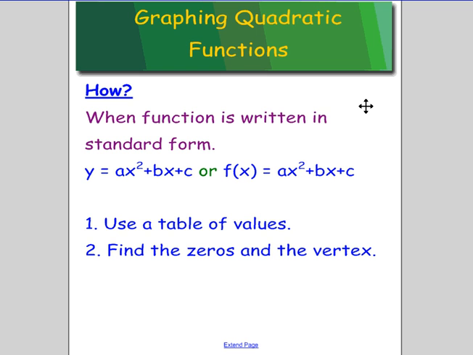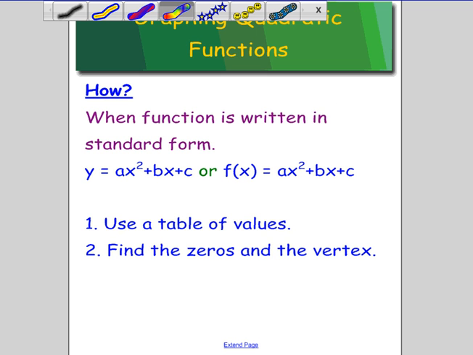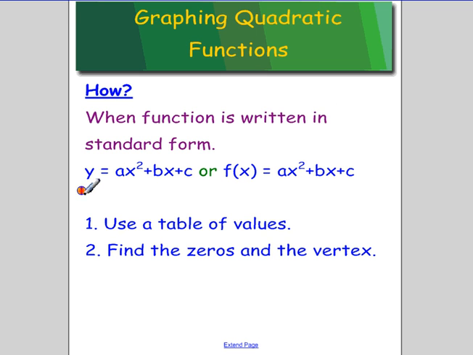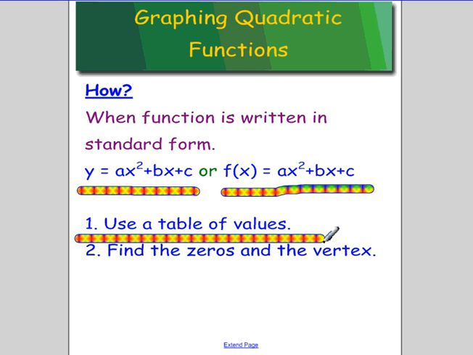When a function is written in standard form, which is what we are going to discuss today, which is y equals ax squared plus bx plus c, or f of x is equal to ax squared plus bx plus c. Now this is the standard form of a quadratic function rather than other functions that you may have seen. What we are going to use today is a table of values. Now there are a couple different ways you can do this. Actually, there's one more that you could add to this known as vertex form. But we are just going to focus first on using a table of values.